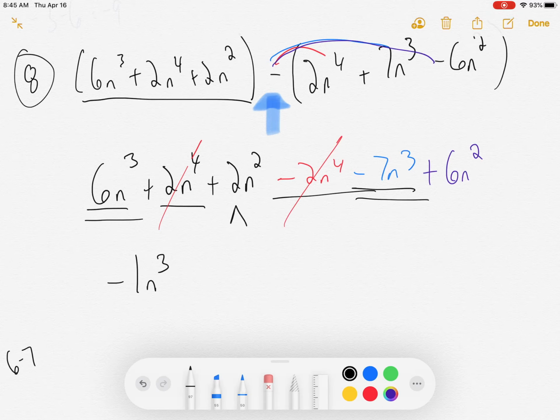Okay, next up we have n squared. So I have 2n squared plus 6n squared. So what is 2 plus 6? You should get plus 8. Then just tack on the n squared on the end.